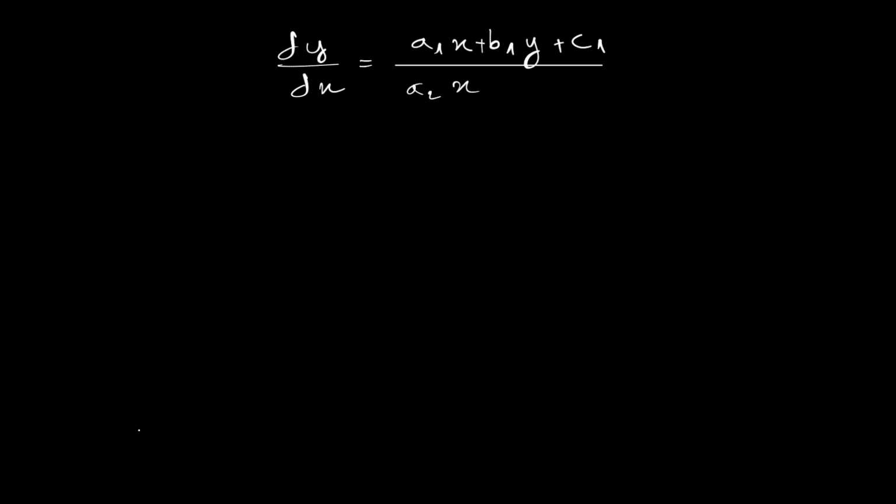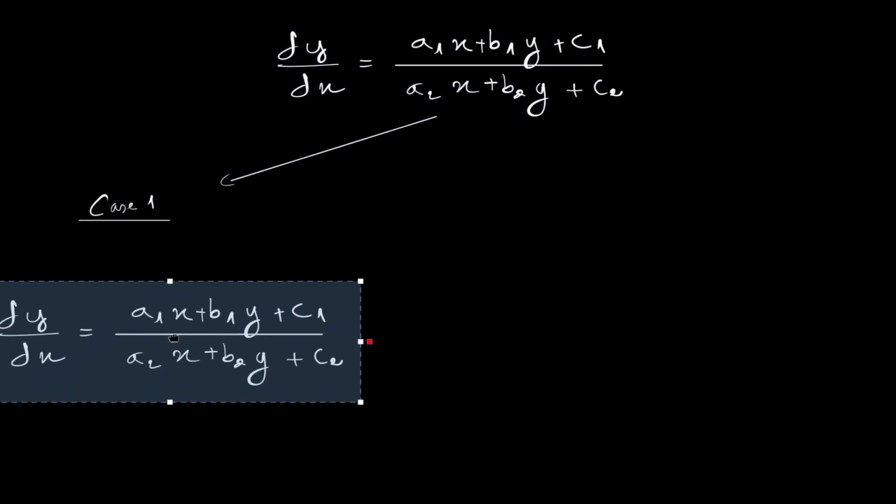Let's move to another case. Sometimes equations appear as a fraction of two linear functions, like this. And we have three different cases. The first one is when C1 and C2 are equal to 0.